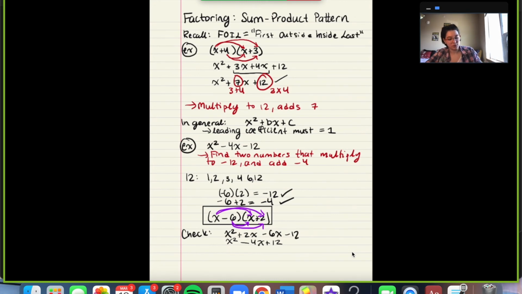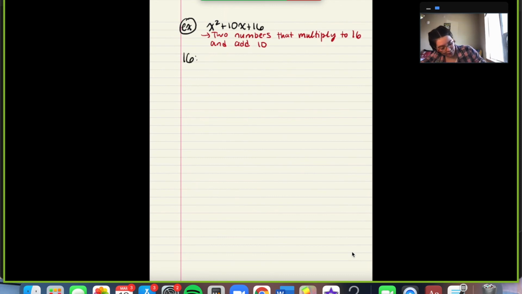Let's do one more example just to really concrete this in. Let's try x squared plus 10x plus 16. So we need to figure out two numbers that multiply to 16 and add to 10. So let's look at our factors of 16. We have 1 and 16, 2 and 8, and then 4 times itself.